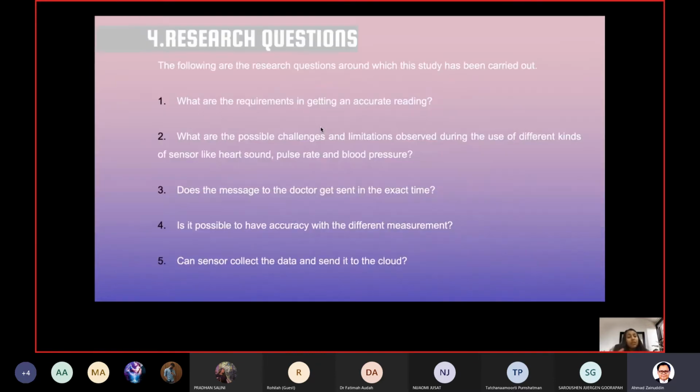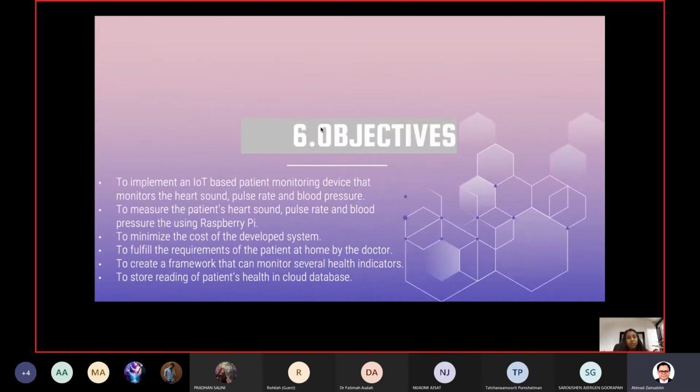And moving forward, these are the research questions that people can ask me, like what are the requirements in getting an accurate reading? What are the possible challenges and limitations observed during the use of different kinds of heart sensor, pulse rate, blood pressure? Does the message to the doctor get sent in the exact time? And these are the research questions.